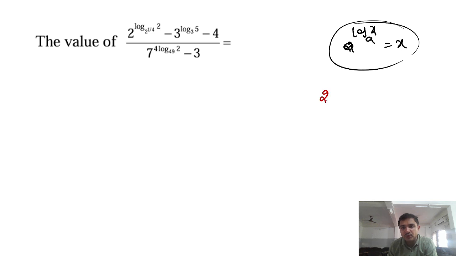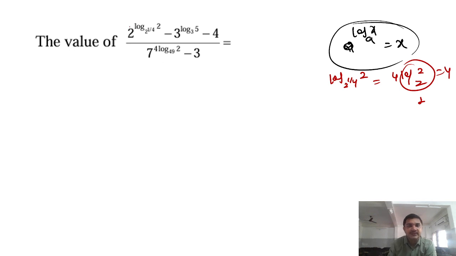First of all, 2 power log 2 base 1 by 4, base 2. Now you people will be telling me this 2 I'm eliminating for the time being, right? I'm solving that particular part. That 1 by 4 will be moving into the denominator, 1 by 1 by 4. So it is 4 times log of 2 base 2, isn't it? And log of 2 base 2 is 1. So it is actually equal to what? 4. So this value we are knowing, it is actually equal to 4.